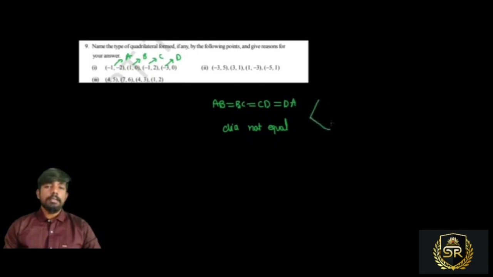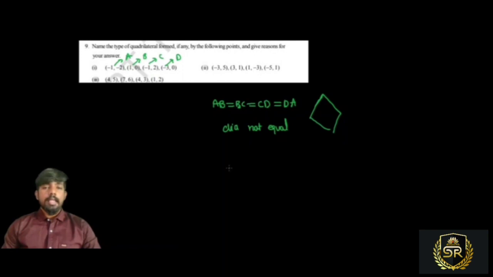So here we have the ninth problem. Name the type of quadrilateral formed by using these points. First let us assume this point is A, this point is B, this point is C, and this point is D. Now find AB distance, BC distance, CD distance. If all distances are equal, all the sides are equal, let us say AB is equal to BC equal to CD equal to DA, all sides are equal and the diagonals are not equal, then we will say this is a rhombus.